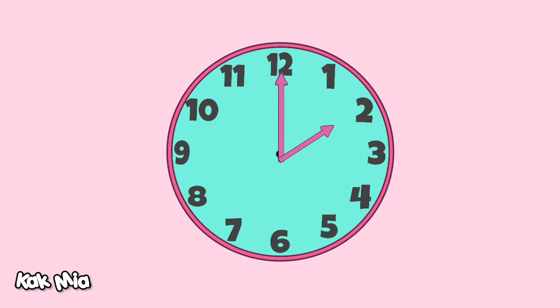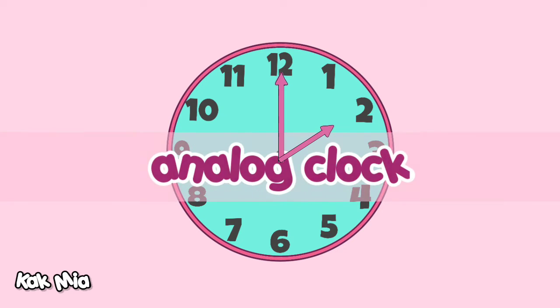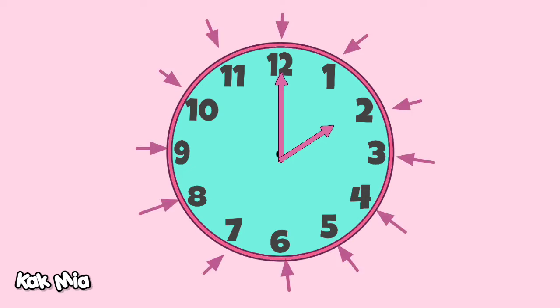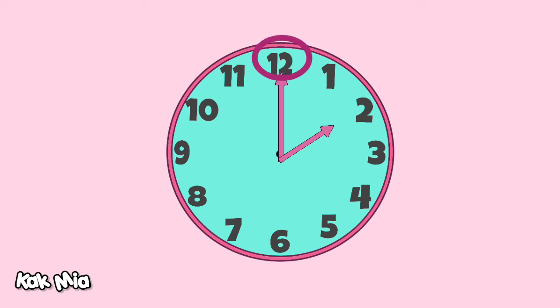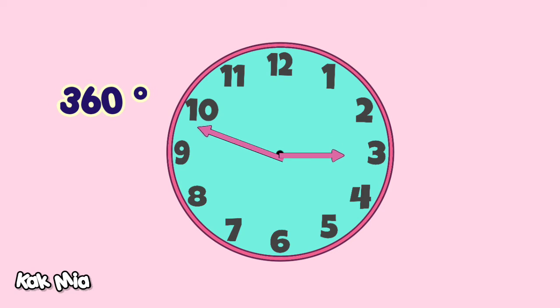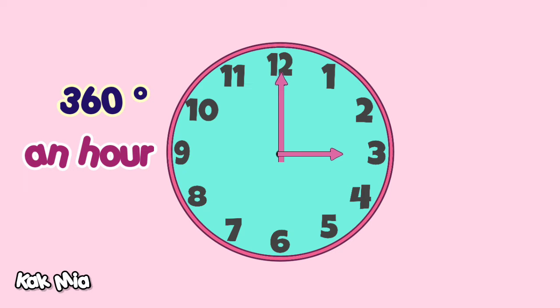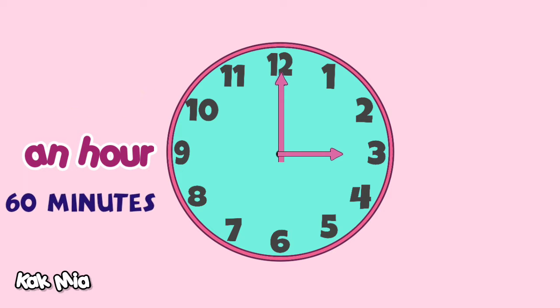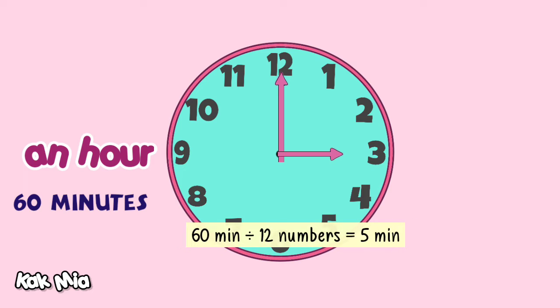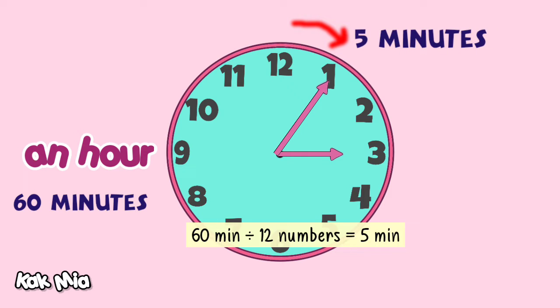Look at this clock. It is called an analog clock. There are 12 numbers on the face of the clock, number 1 until number 12. When the minute hand moves around the face of the clock within 360 degrees, it is called an hour. An hour equals 60 minutes. Hence, the movement of the minute hand from one number to the next number equals 5 minutes.